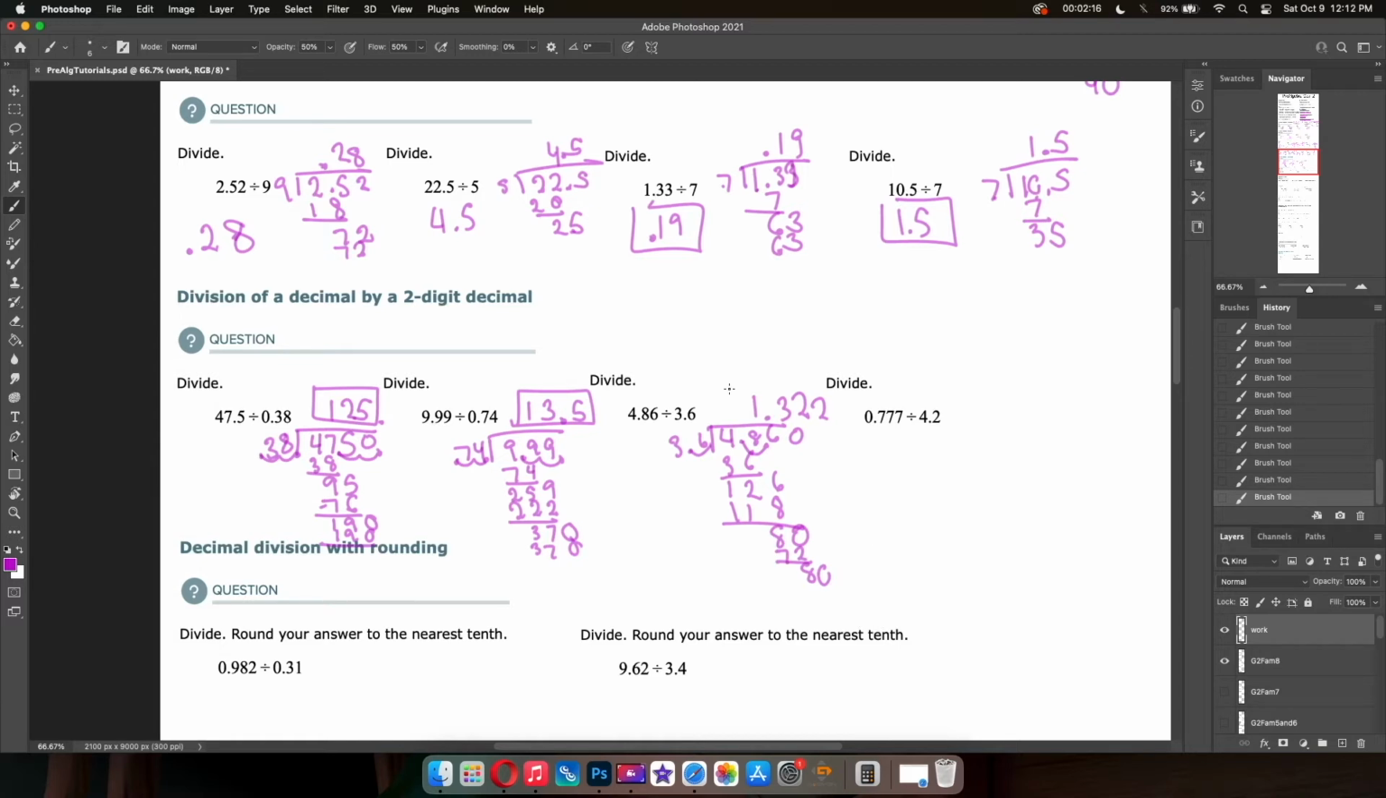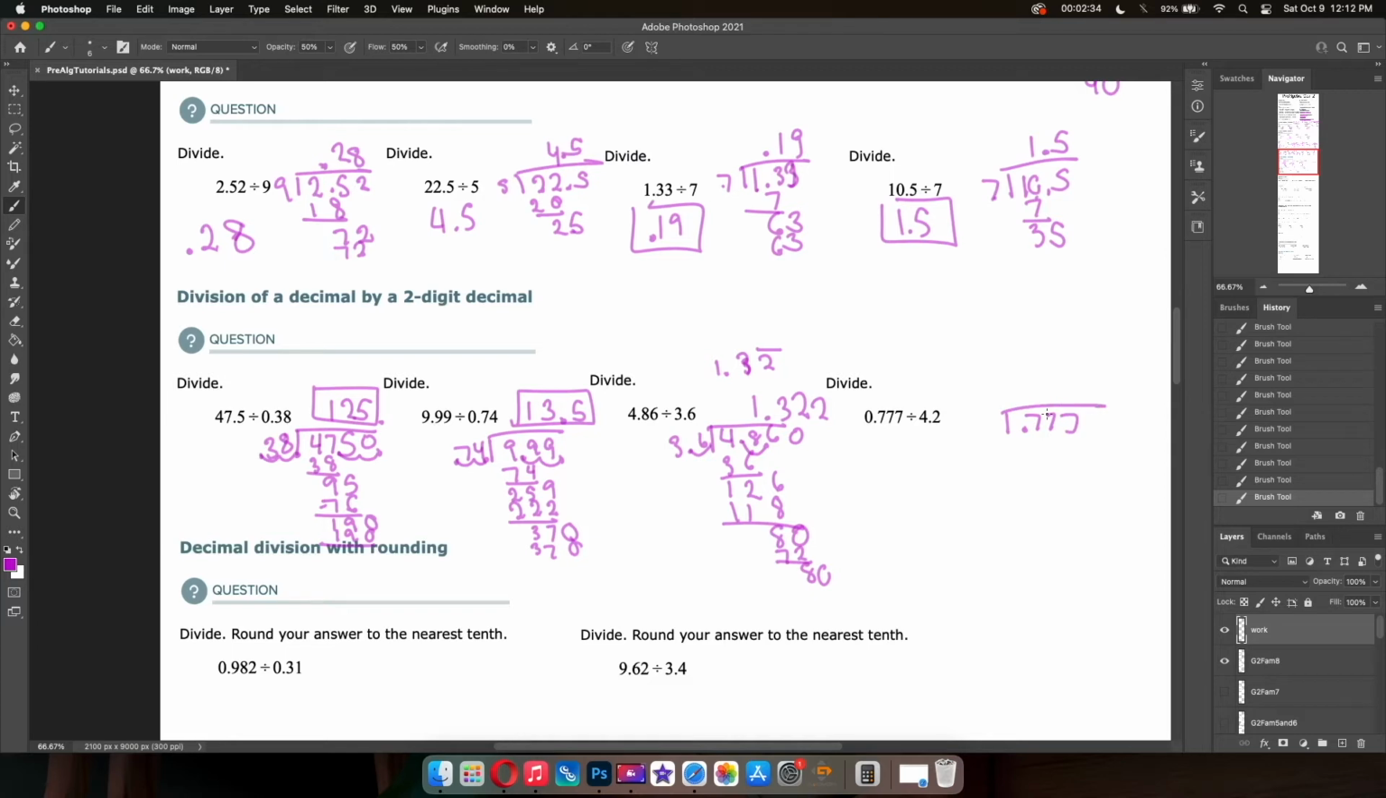And if you remember this, that's going to be 1.32 repeating with that bar over the 2. That's what they're trying to get at. Okay, so I didn't know that was going to be an actual answer for this topic. Now we know.